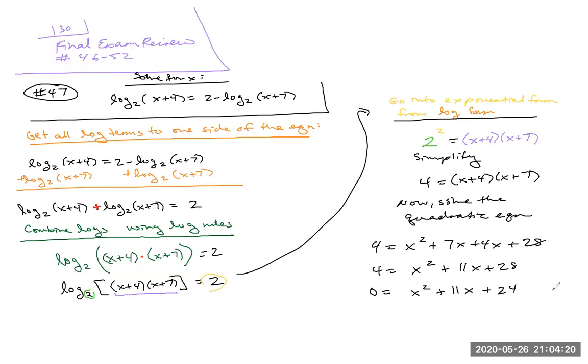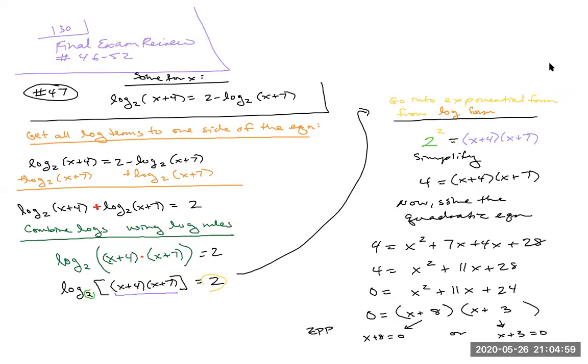And 24, 8, and 11. I'm going to factor this. Remember, you can use the AC method if it's not as quick. So 8 and 3. x plus 8 and x plus 3 are what we factor into. So what that means is x plus 8 can be 0, or x plus 3 can be 0, by the zero product property.